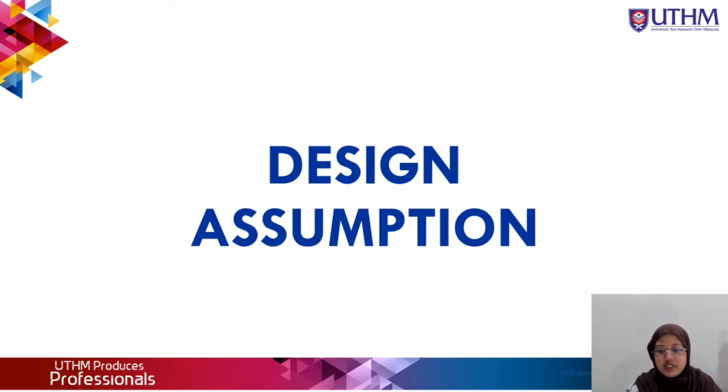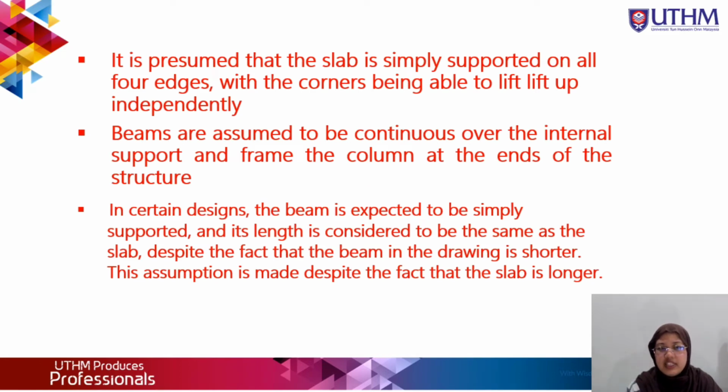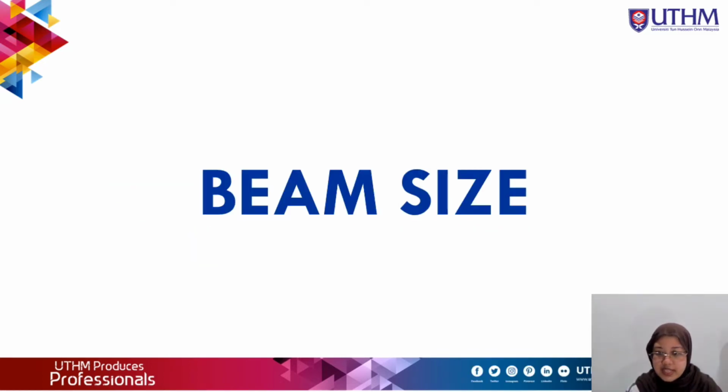Third, design assumption. First, it is presumed that the slab is simply supported on all four edges, with the corners being able to lift up independently. Second, beams are assumed to be continuous over the internal support and frame the column at the end of the structure. Third, in certain design, the beam is expected to be simply supported and its length is considered to be the same as the slab. This assumption is made despite the fact that the beam in the drawing is shorter and the slab is longer.